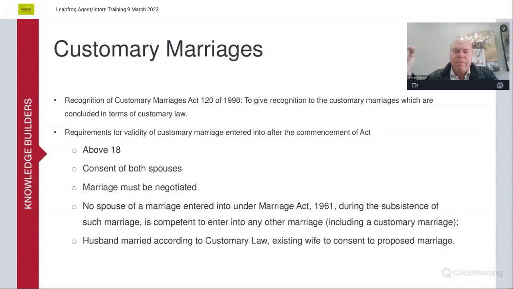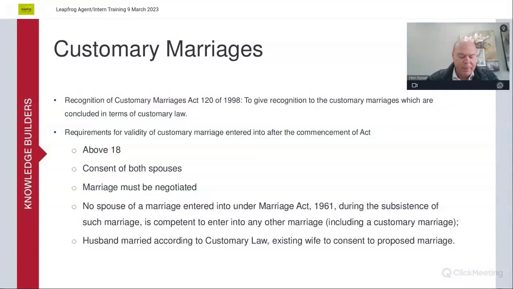So, the Recognition of Customary Marriages Act says that in order for two people to marry in terms of customary rules and regulations, they have to be above the age of 18 years. Both parties must consent to be married in terms of those customary rules and regulations. The marriage must be negotiated and celebrated, actually. And then obviously no spouse of a marriage entered into under a marriage act can enter then into a customary marriage as well. You can't do that.